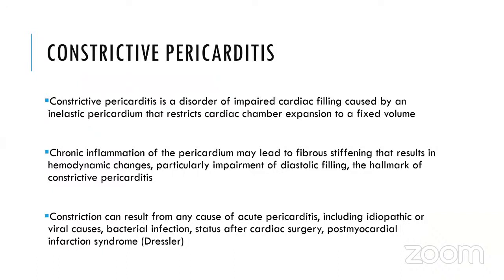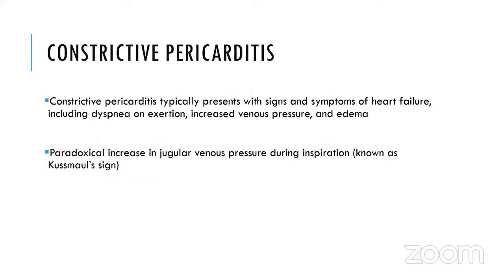So a subset of pericarditis is constrictive pericarditis, which is a disorder of impaired cardiac filling caused by an inelastic pericardium that restricts cardiac chamber expansion to a fixed volume. Chronic inflammation of the pericardium will lead to fibrous stiffening, which will result in hemodynamic changes, particularly, as I said, impairment of diastolic filling, which is the hallmark of constrictive pericarditis. Constriction can result from any cause of acute pericarditis: idiopathic, bacterial, after cardiac surgery, or post-myocardial infarction syndromes such as Dressler syndrome.